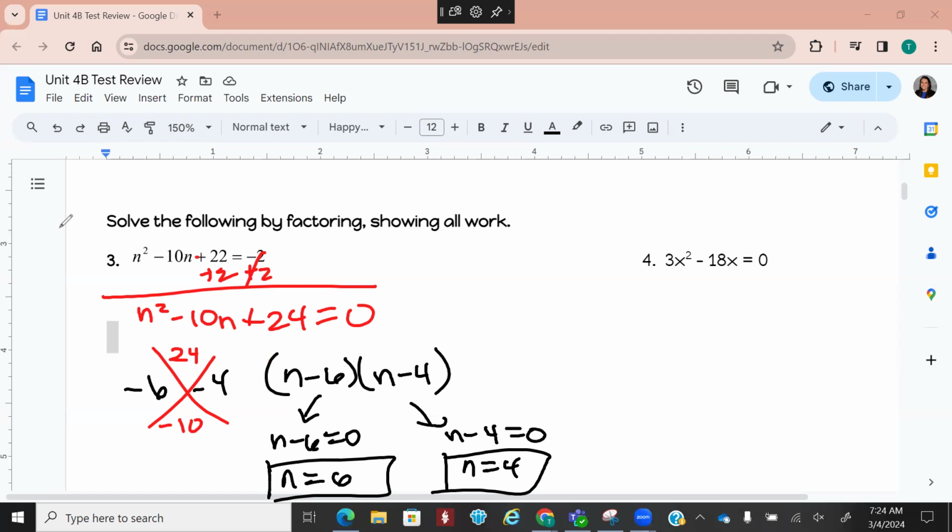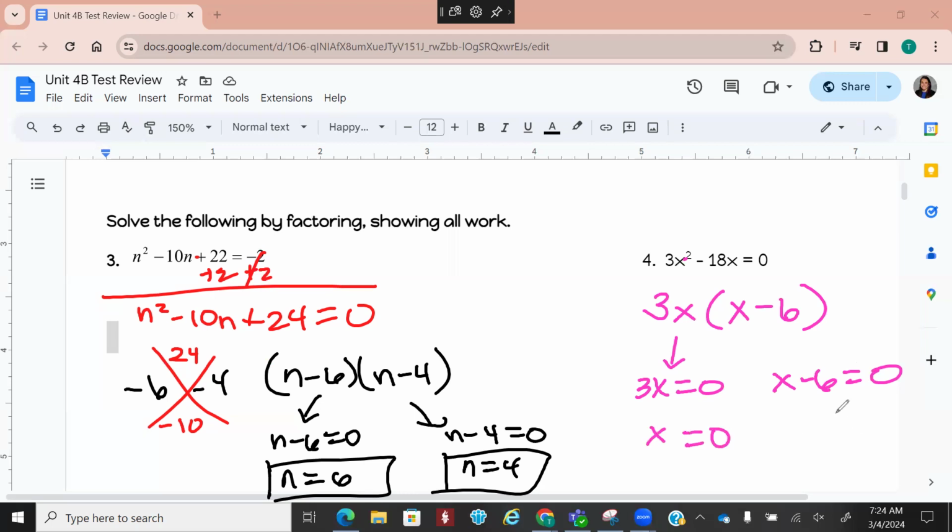On number 4, it's the same thing as what we did on number 2. There's no C term, so we're going to divide by the greatest common factor, which is going to be 3x. We take 3x squared and divide it by 3x, we're going to get x. When you take -18x and divide it by 3x, it's going to give you -6. And we're going to take each one of these, set it equal to 0, and solve. And when we do that, we're going to get x equals 0 and x equals 6.